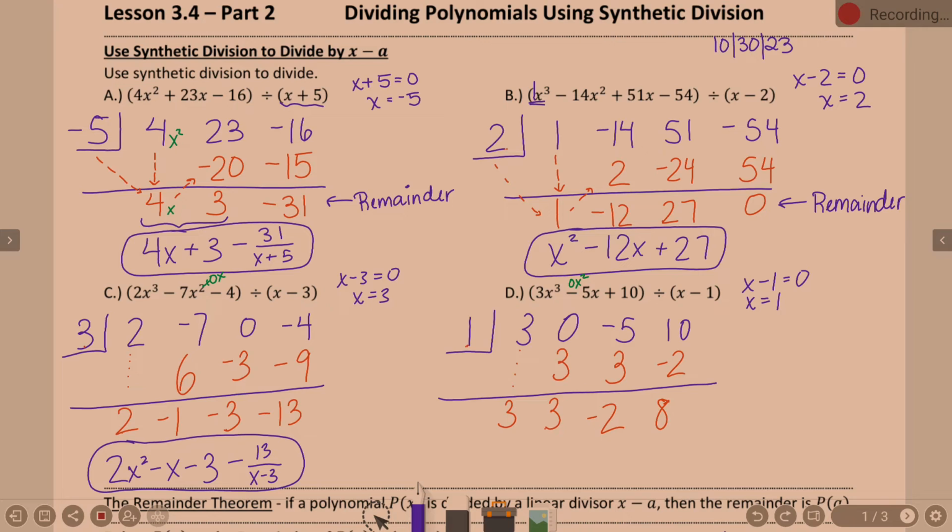What does that represent for an answer? 3x to the second plus 3x minus 2. This time it's a positive remainder, so I'm going to say plus. What does this 8 go over? X minus 1.